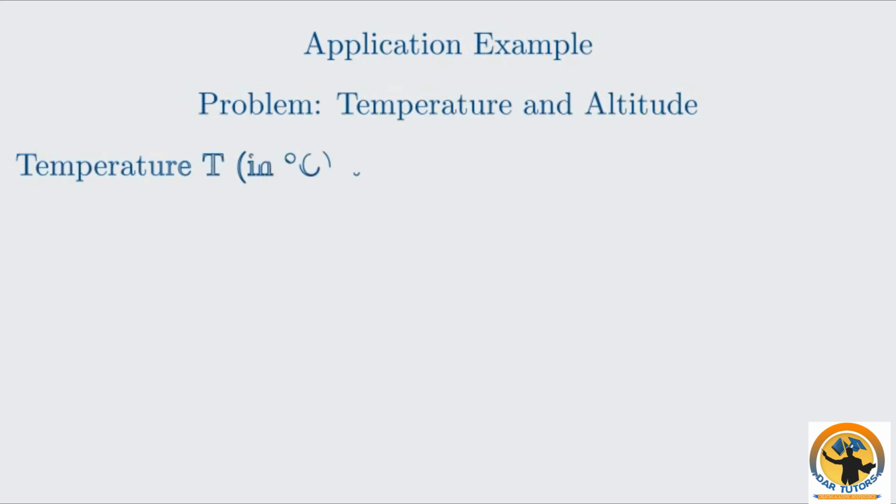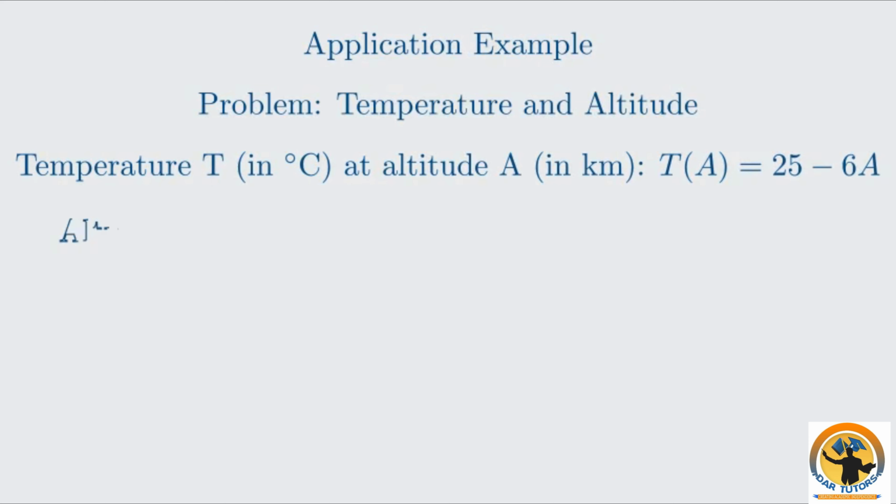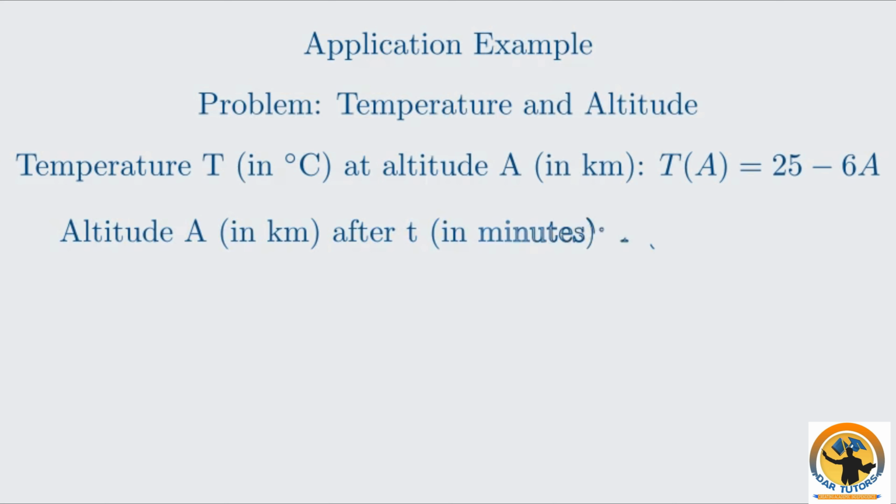Composite functions frequently appear in applied contexts. Let's work through an example from physics or engineering. The outside temperature at an altitude a km is given by the function T(a) equals 25 minus 6a. The altitude of an aeroplane t minutes after takeoff is A(t) equals 12 minus the fraction 60 over the quantity t plus 5. We need to find the composite function T(A(t)) and explain what it means.